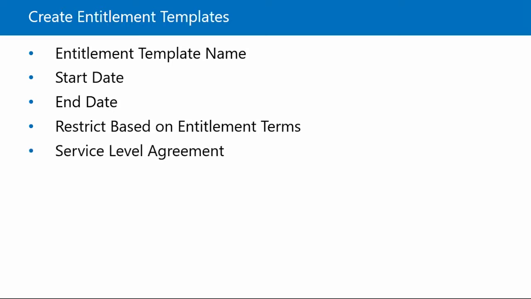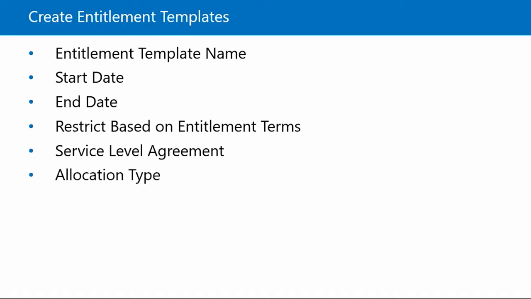As another optional element to entitlement templates, users have the ability to associate service level agreements with these entitlements. In other words, if a customer buys a certain entitlement from you as an organization, perhaps with that entitlement not only comes a certain number of cases or hours to help, but a certain expectation of service.